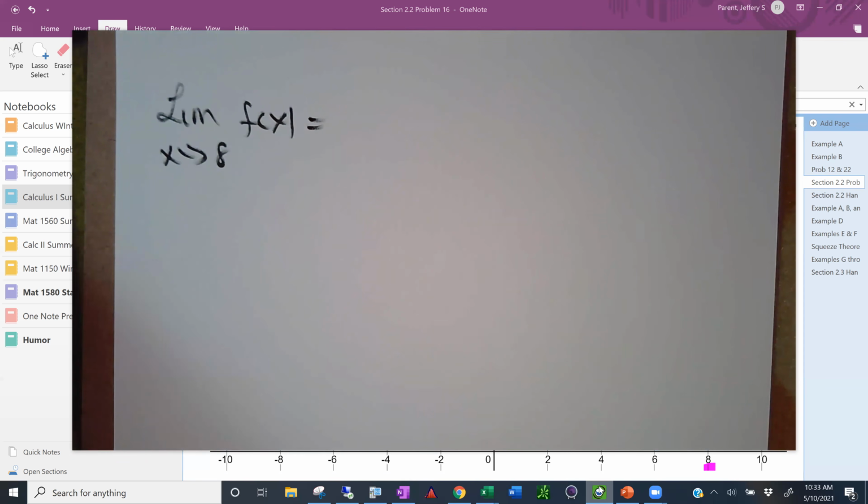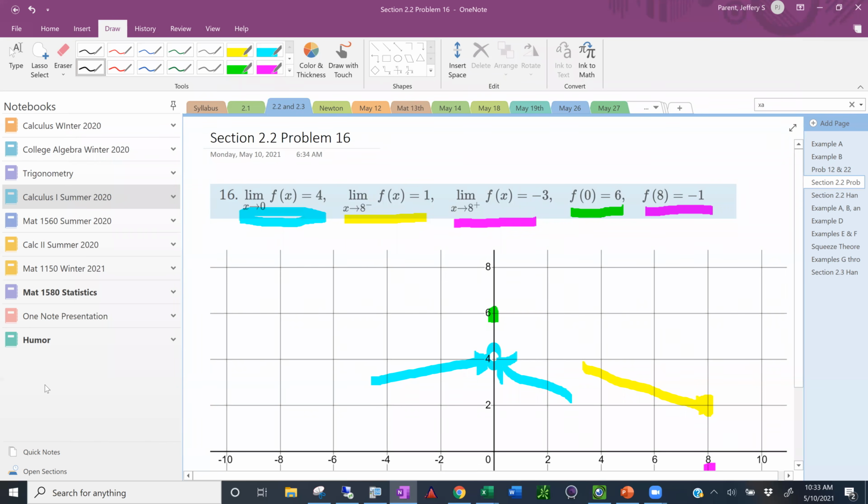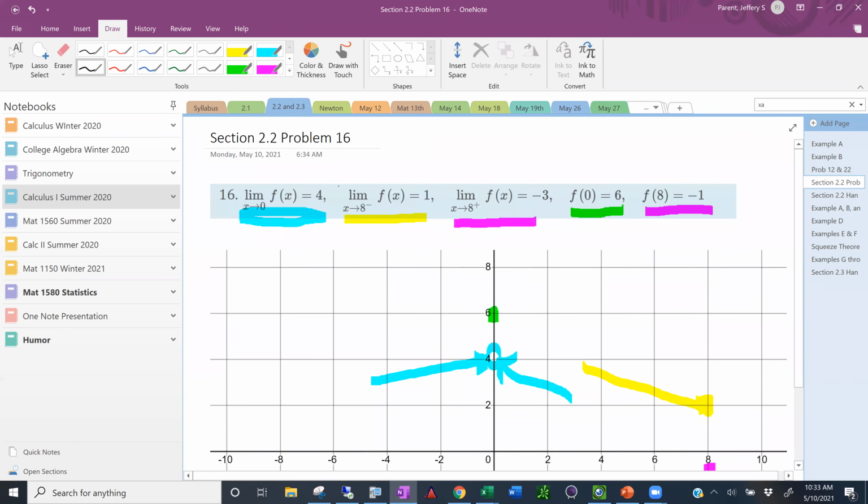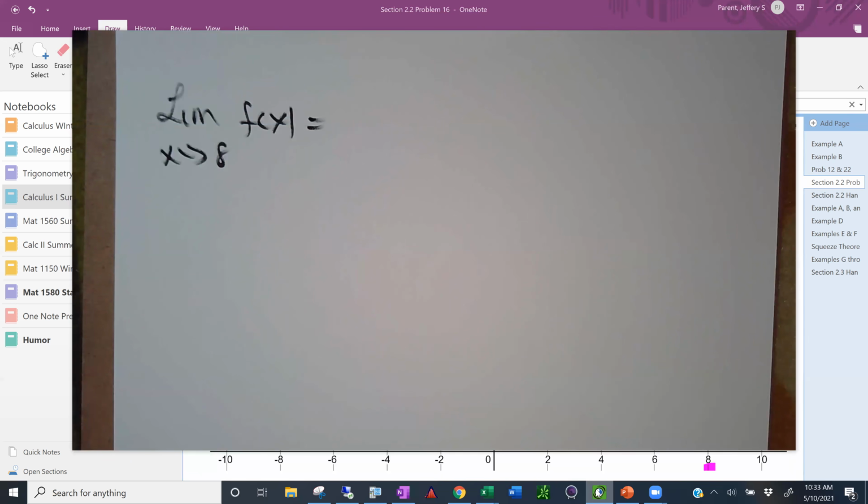The limit as x approaches 8 of f of x. Now notice this time it's not a one-sided limit like these other two. This one is just, well, what's happening to the function as x approaches 8? Or maybe you want to look at things up here, underlined in yellow and underlined in purple. What's happening with it? Is it undefined because they're not the same?